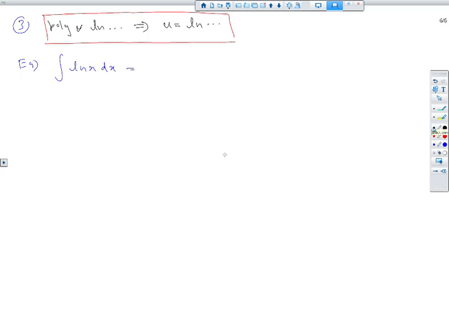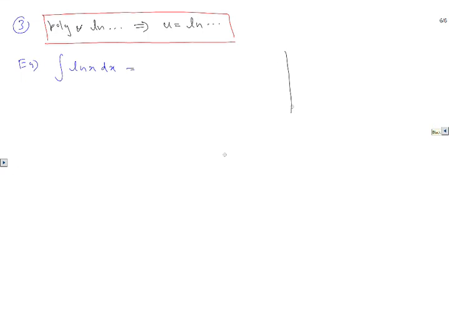We say that if you have a log function along with some polynomial, where the polynomial is simply 1, what we normally do is pick the log function, so u equals ln x. You need to remember that. Then the rest, dv, is simply dx. So you take the derivative. What is du by dx? It is 1 over x, remember? So du equals 1 over x dx. If you integrate here, v equals x.